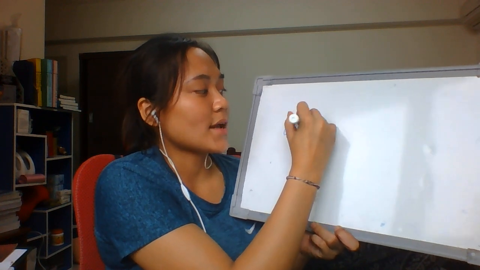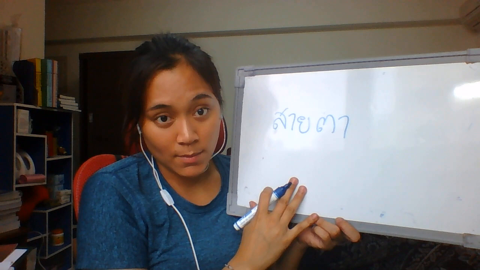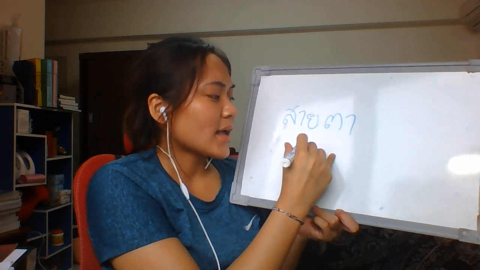The second meaning of สายตา is the way you look at someone. For example, สายตาเย็นชา.